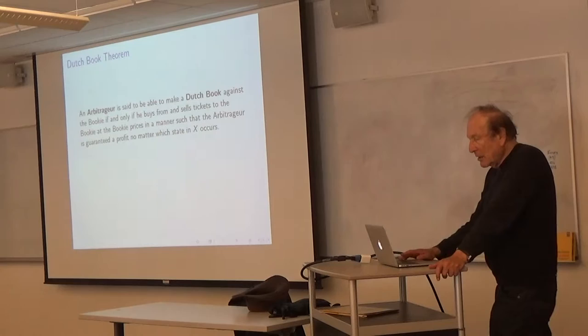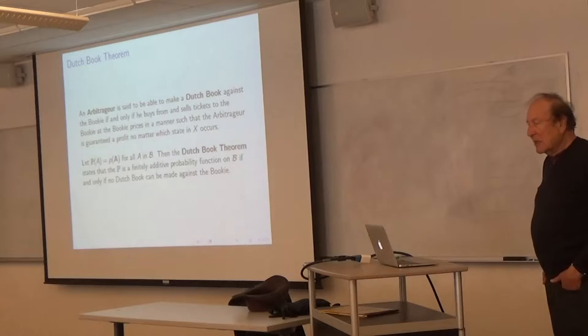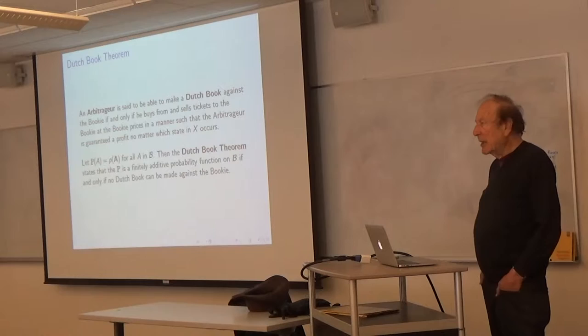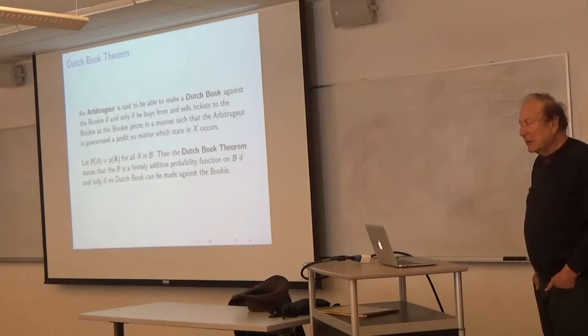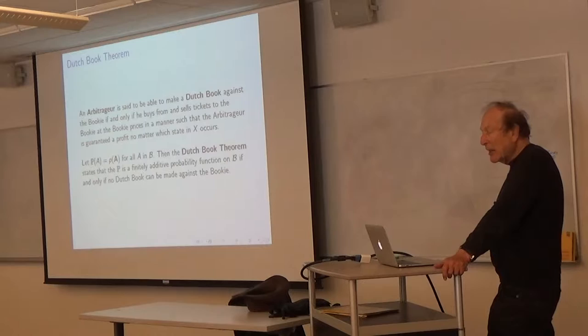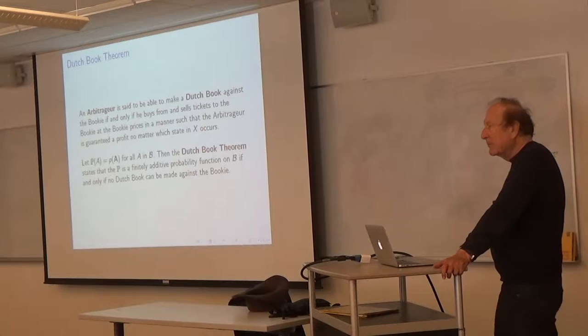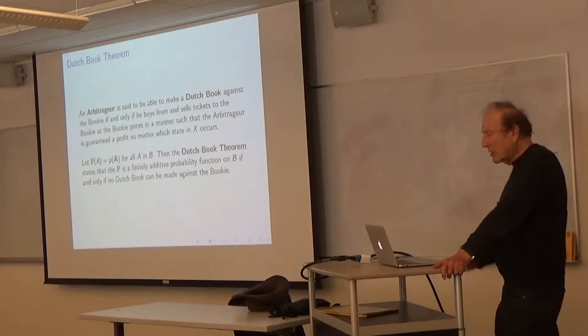There's a theorem. It's called the Dutch book theorem. It says, set the probability of A to be the price that is paid for the ticket A. It's between 0 and 1, so it's a price. Then the Dutch book theorem states that the probability function P is a finite additive probability function on the Boolean algebra of events if and only if no Dutch book can be made against the bookie. That means his prices are coherent in some way, and it gives rise to the finite additivity. That's the theorem, just mathematics.